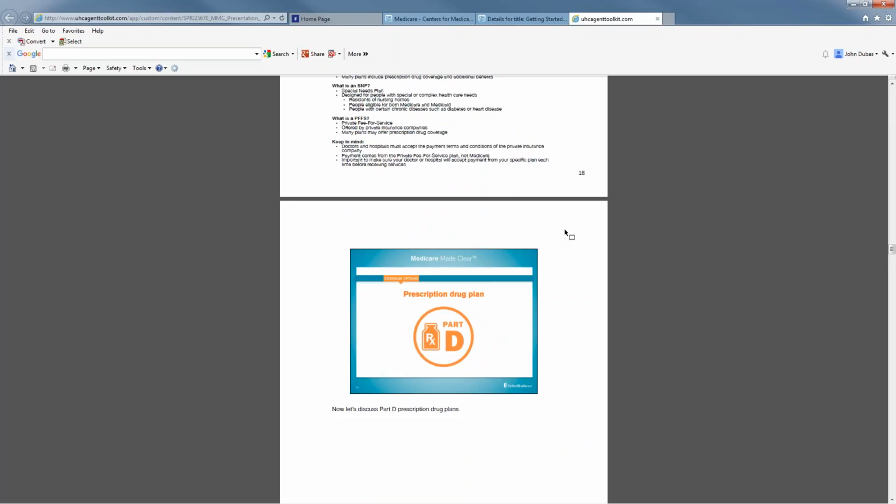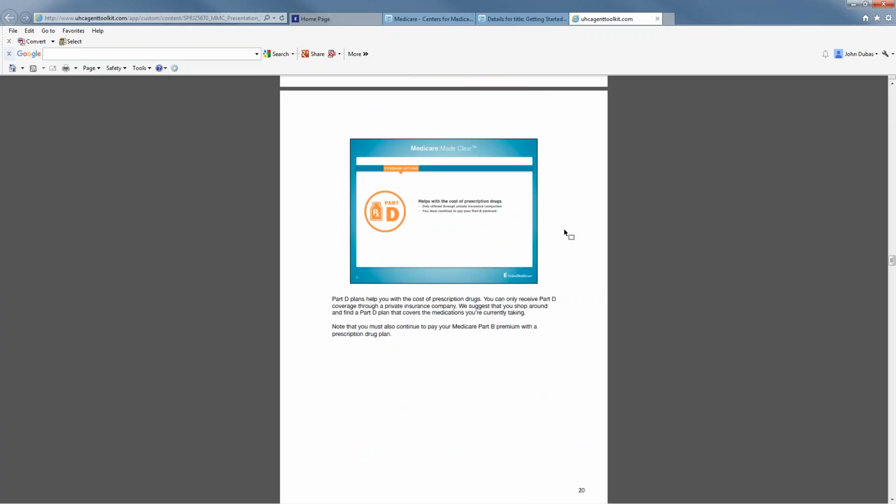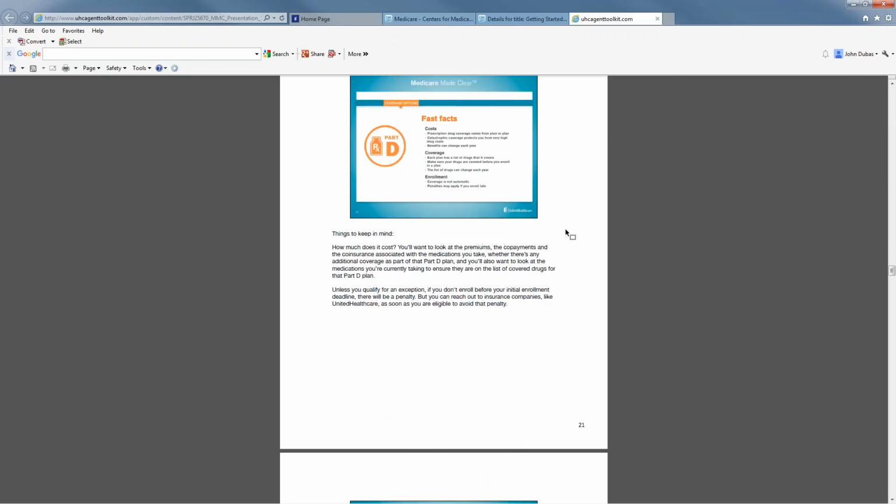When we go in and we discuss Part D, we're looking at prescription drug plans. And these are programs that help with the cost of prescription drugs. You can only receive Part D coverage through a private insurance company. Remember, A and B is the government, Part C is private insurance companies, so is Part D, private insurance companies. And it's important to shop around when folks become eligible for this coverage and discover which plan best covers the medications you're currently taking. You must continue to pay your Part B premium while you're on a prescription drug plan as well.